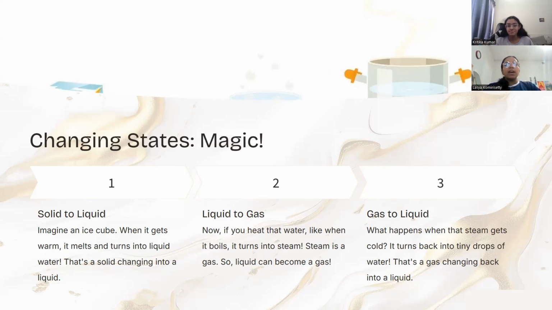Next, let's look at how liquids turn into gases. Now, if you heat the water, like when it boils, it turns into steam, right? That steam is also known as gas. So liquids can become a gas. In the same way, a gas can also become a liquid. What happens when that steam gets cold? It turns back into tiny drops of water. That's an example of a gas changing back into a liquid.